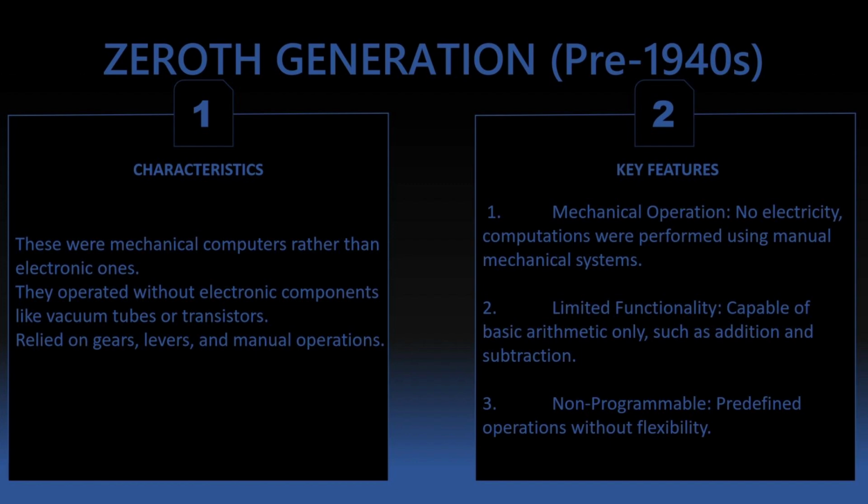1. Mechanical operations, no electricity. Computations were performed using manual mechanical systems. 2. Limited functionality. Capable of basic arithmetic only, such as addition and subtraction. And 3. They were non-programmable. Predefined operations without flexibility.